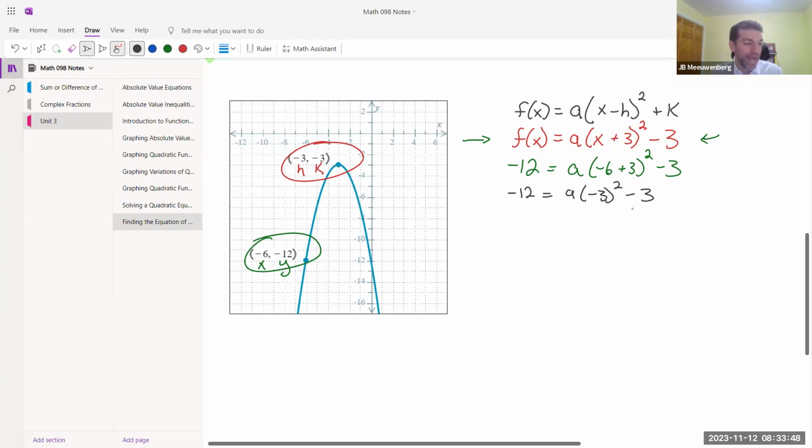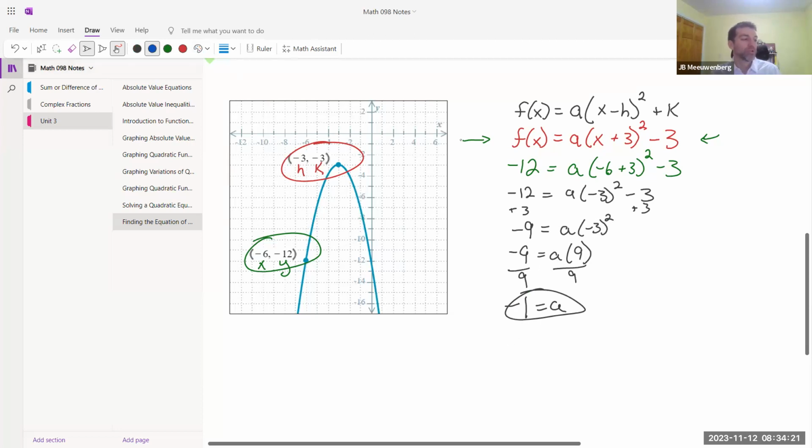I'm going to add 3 to both sides to get -9 equals a times -3 quantity squared. -9 is equal to a times, let's square that -3 and get a +9. And then let's divide both sides by 9. Through all that work, we end up with a is equal to -1. So double check your work if you didn't get that. Make sure you got all your signs correct.